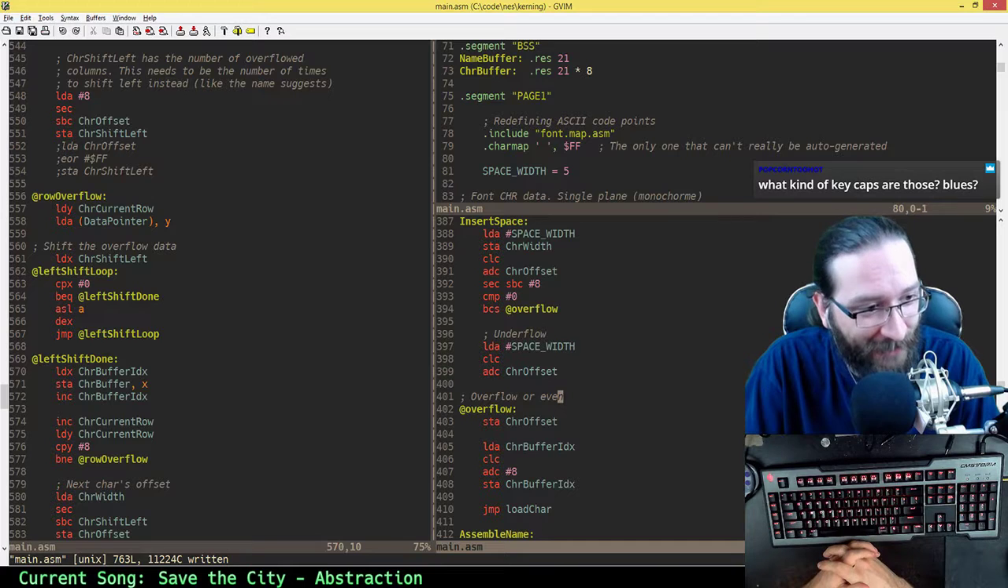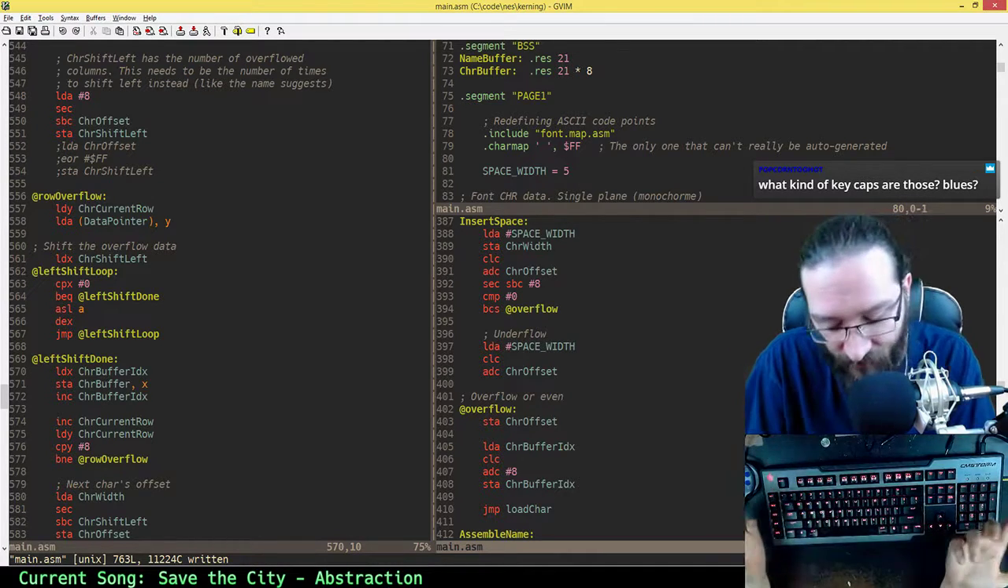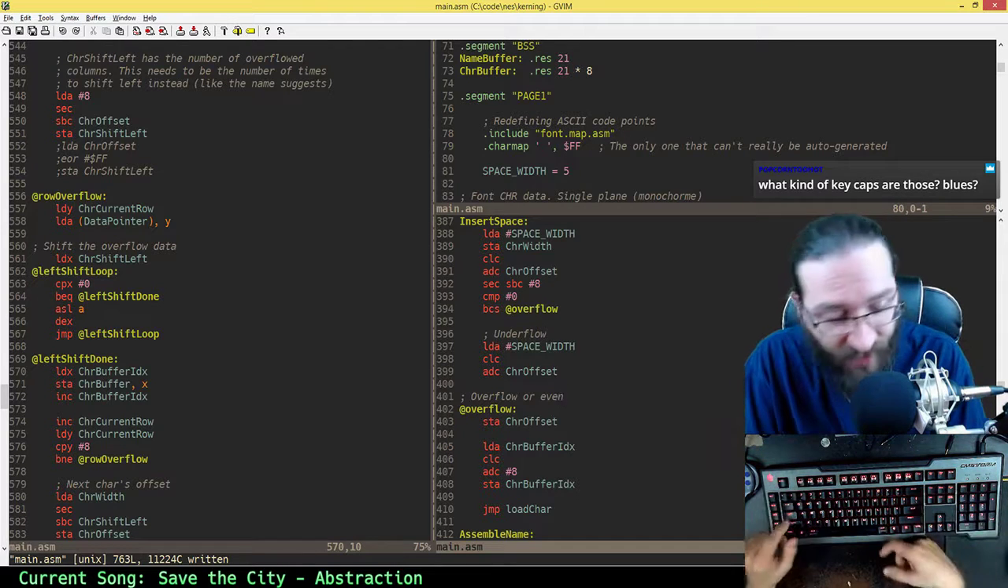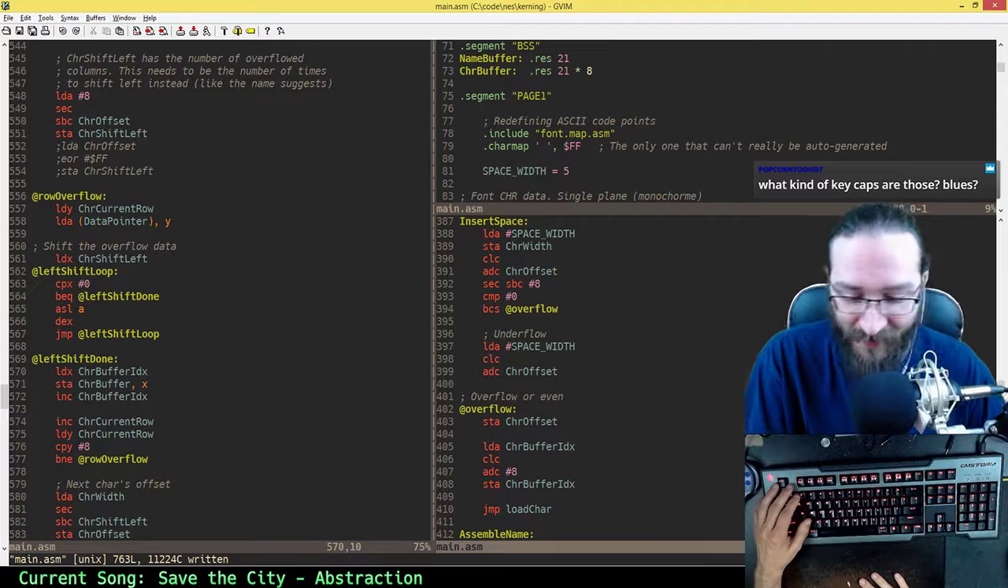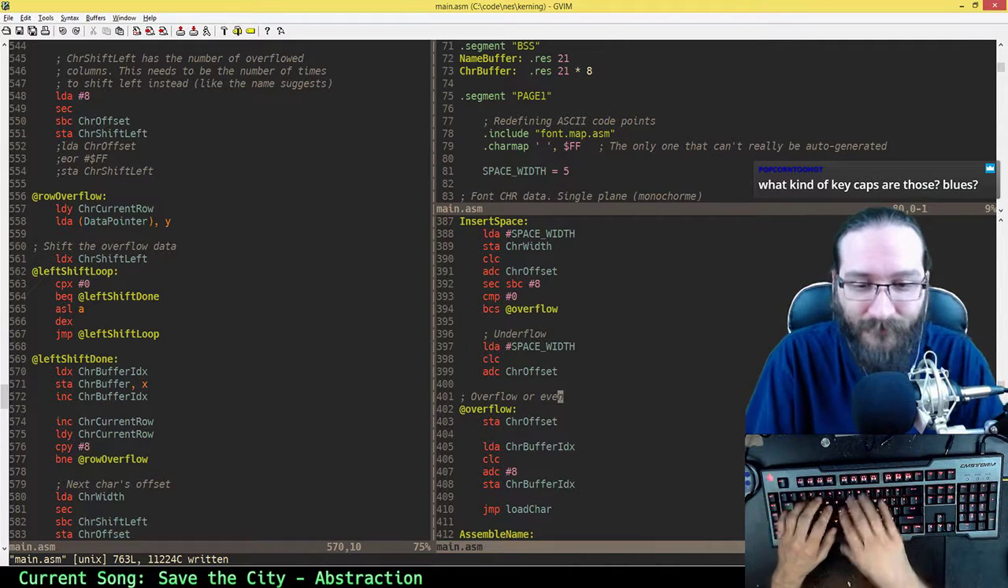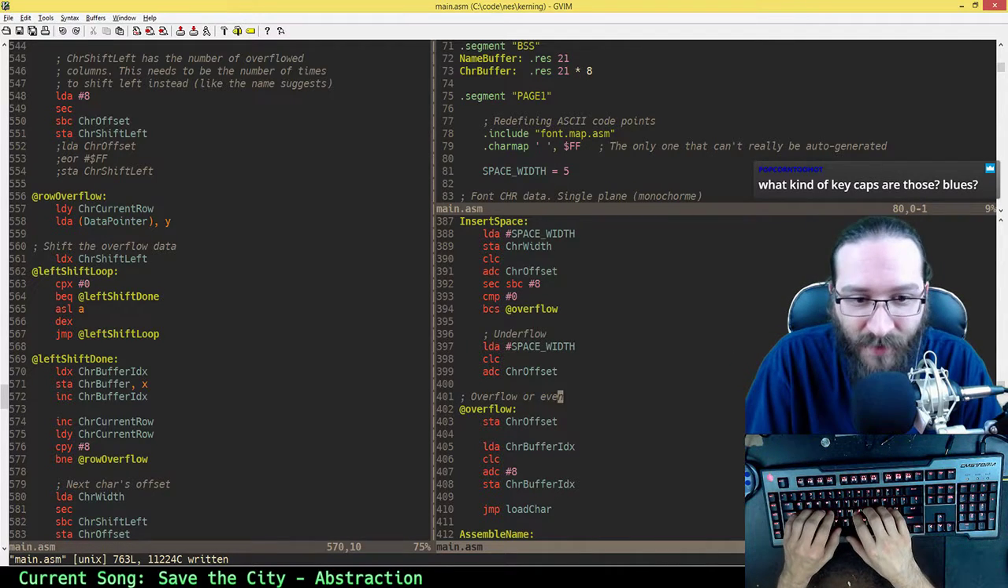Popcorn too hot. How you doing? Yes, they are. Well, the keycaps are double shots. The key switches are blues. Yes, MX blues. Welcome, by the way. How you guys doing?